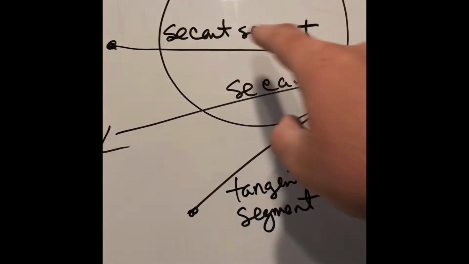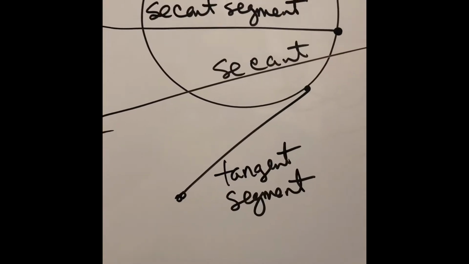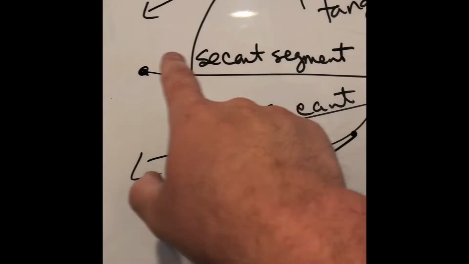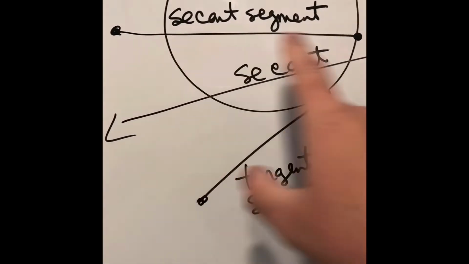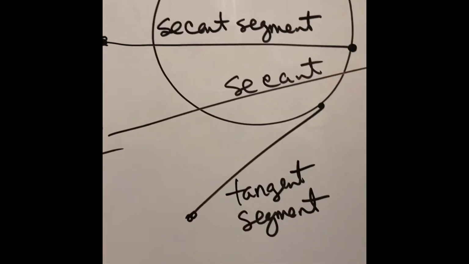Now, the tangent and the secant can be broken up into two smaller parts that we can actually measure. That's the secant segment, and that's a tangent segment. And those are going to come into play later on. We're going to get a couple theorems that are going to deal with those.